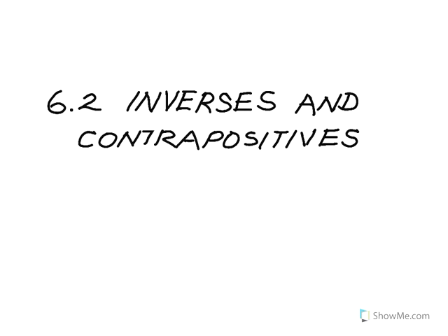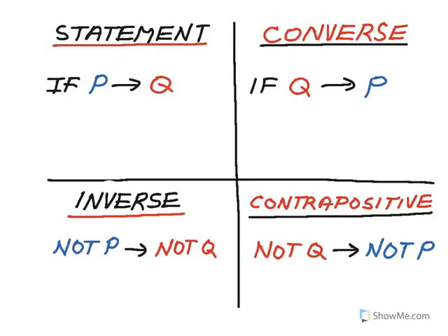Lesson 6.2 is about inverses and contrapositives. This is a little chart that we set up to help you understand the relationship between the four types of conditional statements. Now, the two in the top row, a statement and its converse, you already know about. This is an if-then statement.